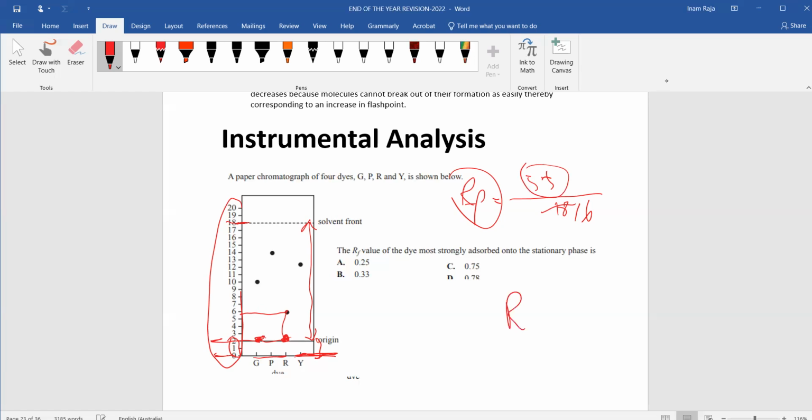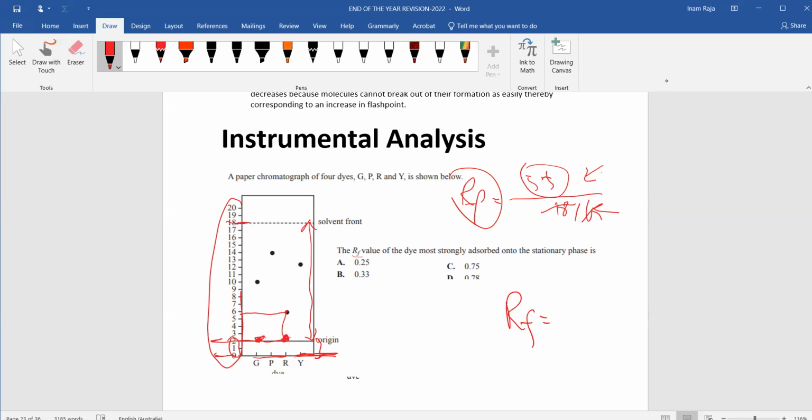Remember that the Rf value is always less than 1. If it is less than 1, it means that the compound, the smaller number, is always on top, and the solvent, the bigger number, is always at the bottom. So the answer is less than 1. Now here they ask you the Rf value of the dye most strongly adsorbed onto the stationary phase.